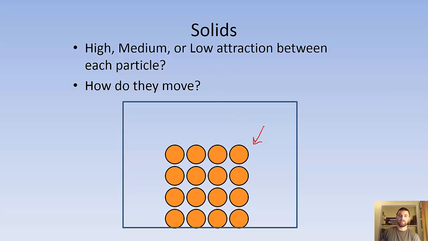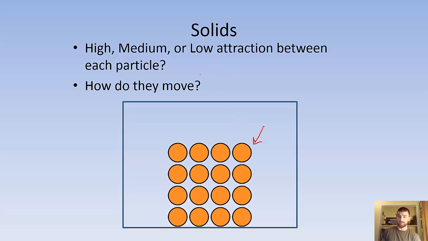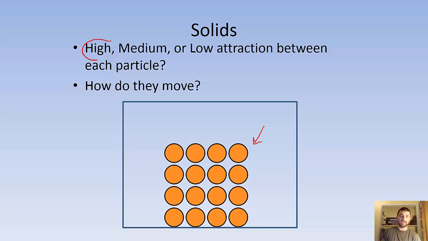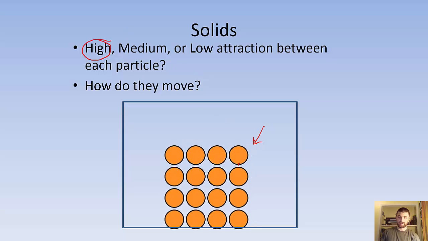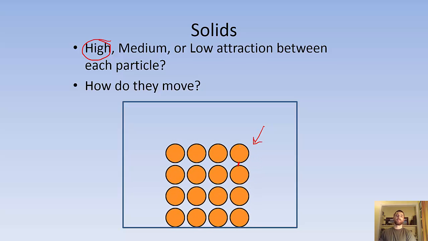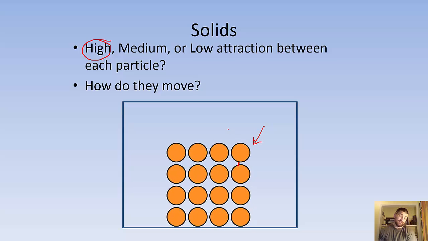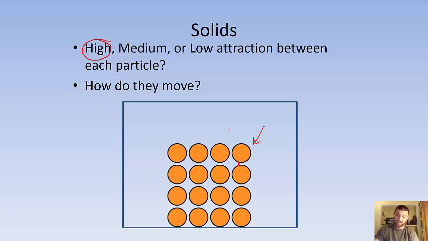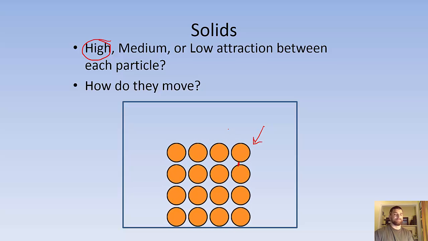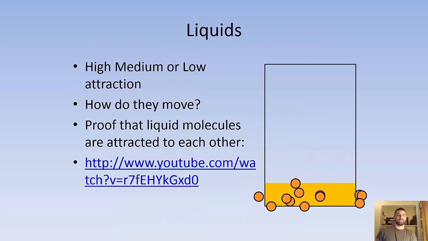So would that be high, medium, or low attraction, you think, for solids? That's going to be high. They're really attracted to each other. They're locked into place in between each other. So how do they move? They move just like this. They're freaking out, right? They're on edge. They're shaking. That's how they move.